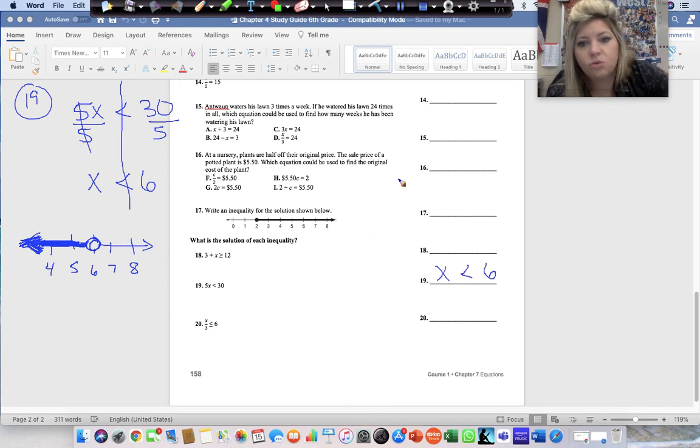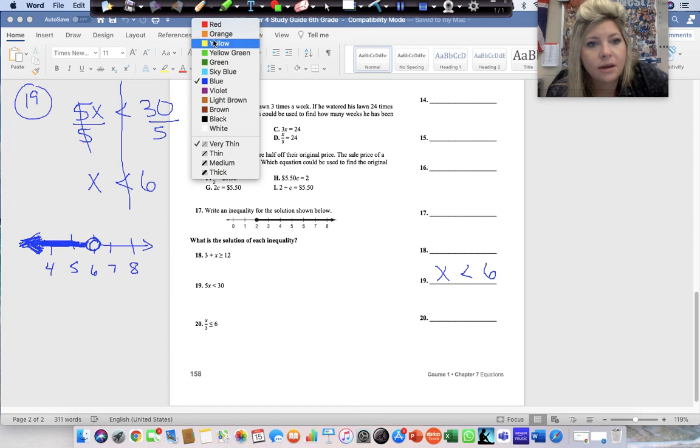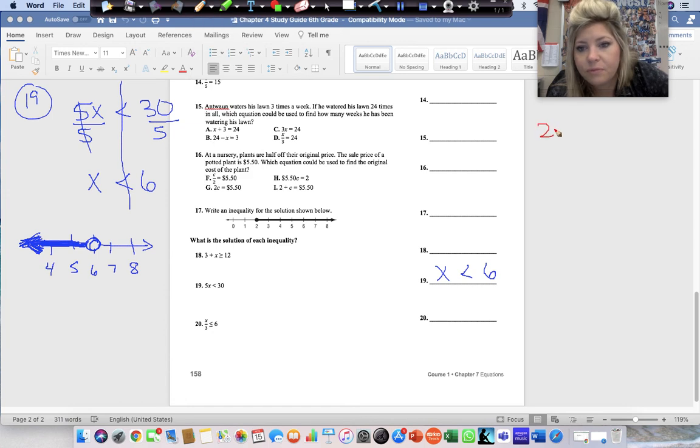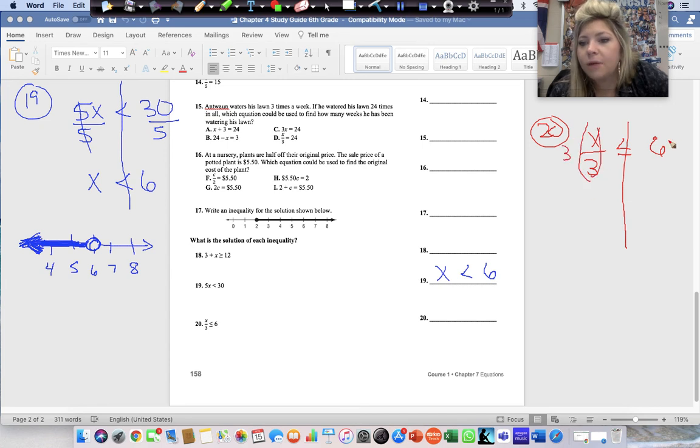Okay, and number 20, we'll do this on the opposite side. Okay, it says x divided by 3 is less than or equal to 6. So right now, x is being divided by 3. We want to do the opposite, which is multiply both sides by 3. The side cancels, and we are left with x is less than or equal to 6 times 3, which is 18. So x is less than or equal to 18.